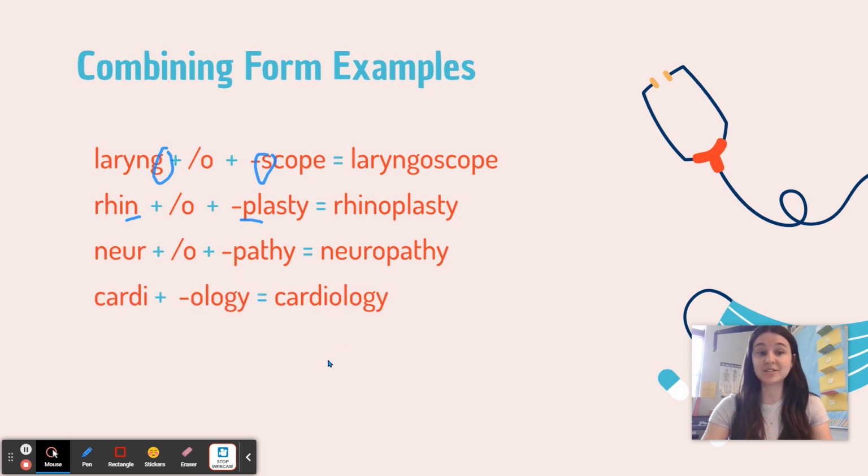Okay, here's an example where we don't need a combining vowel because we already have vowels on the end and beginning of these words. We can just smash them right together and we have cardiology.